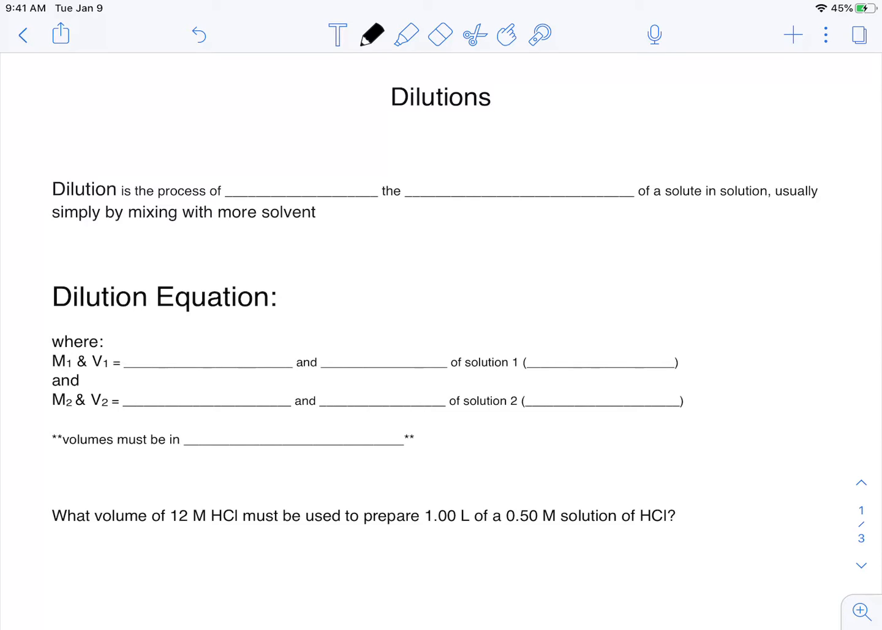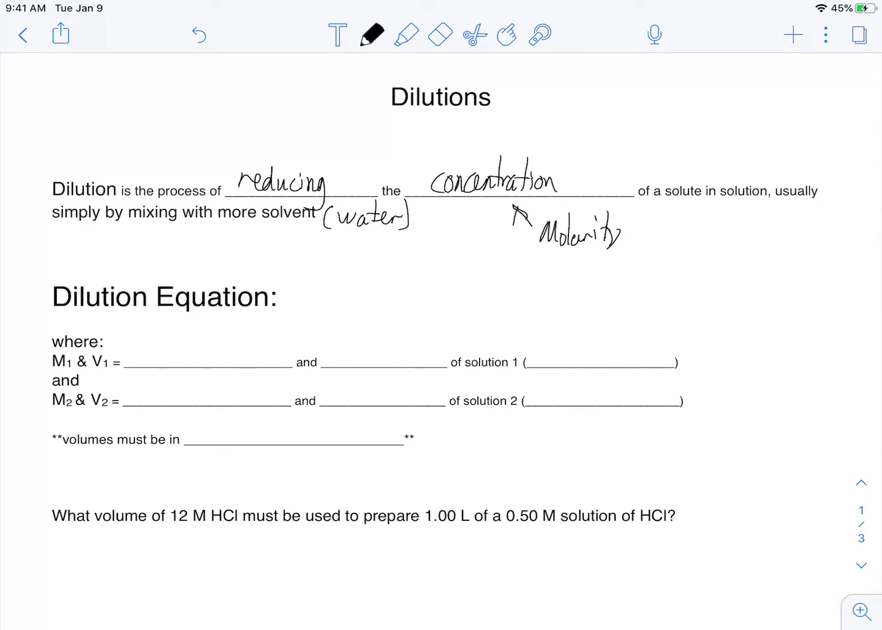So dilution is the process of reducing the concentration of a solute in solution, usually simply by mixing with more solvent. 95% of the time, that's going to be water. Another way to remember concentration too, a lot of times we're going to call that molarity. So molarity is a concentration.